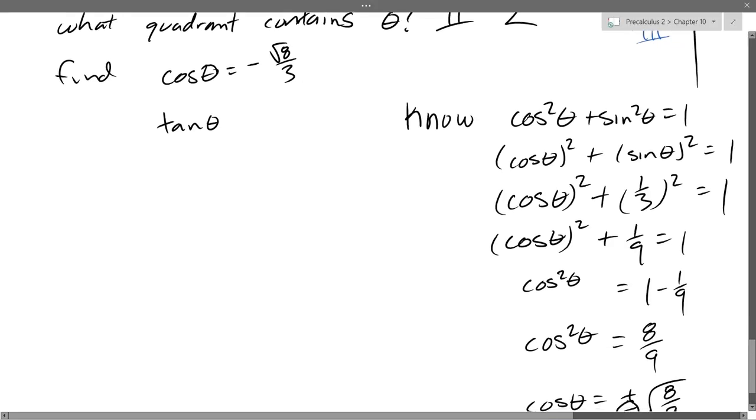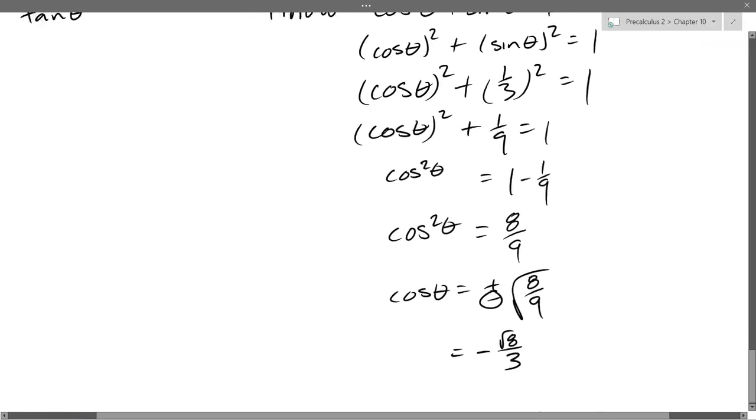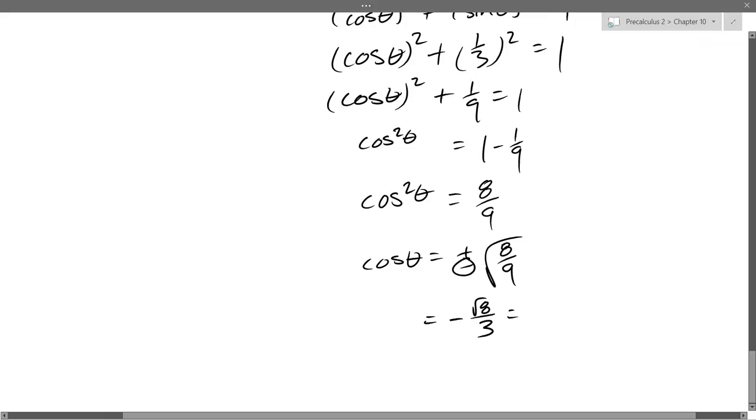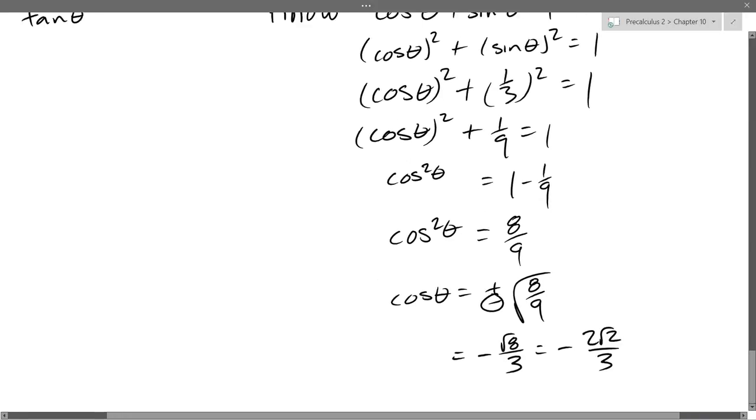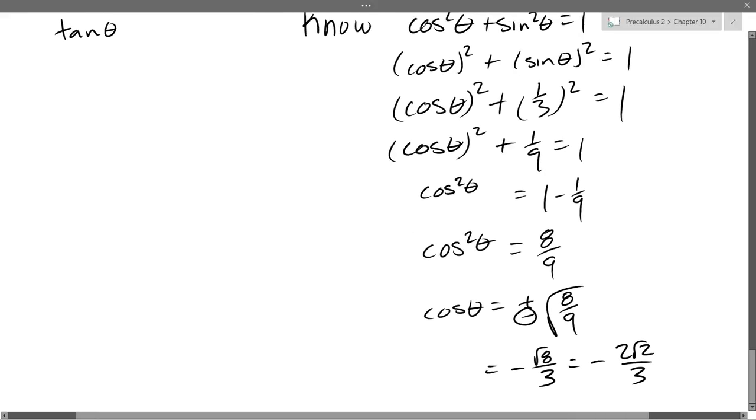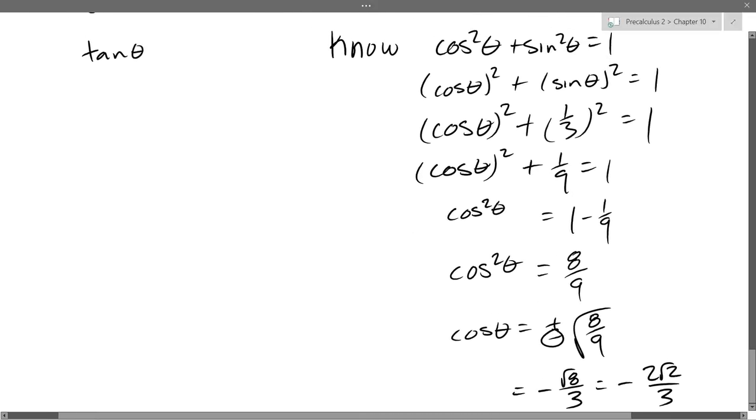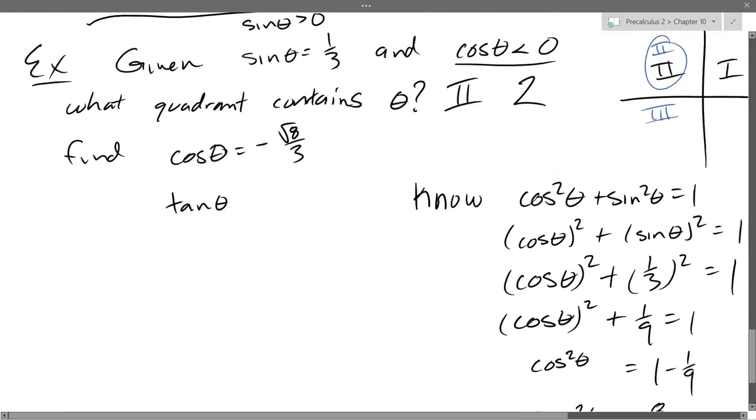Now, can you simplify square root 8? No. Can you write it as 2 times square root 2? Yes. But because I can't get rid of the square root 2, neither of these forms are superior. I'd say they're equivalent. Square root 9, please, you should know that it is 3 at this point in your life. As for square root 8, it doesn't simplify down that nicely, so I would accept either form for the answer there. All right, we got cosine.